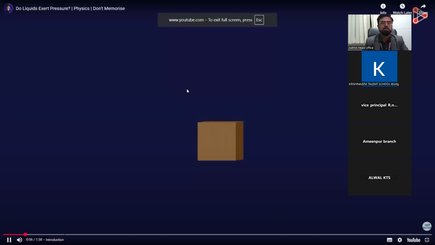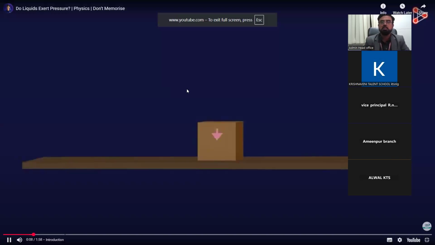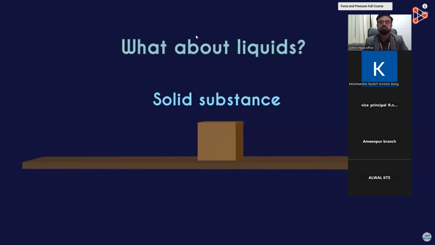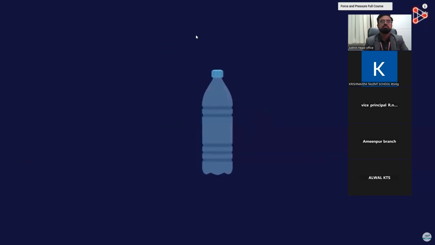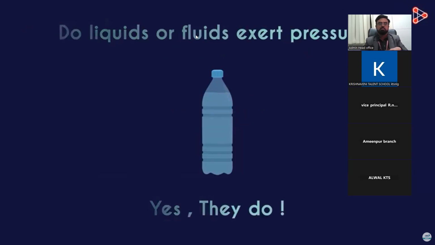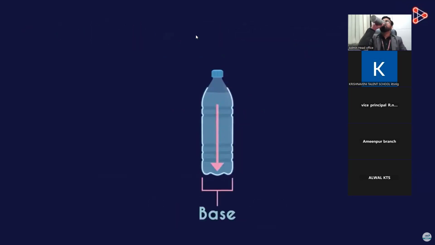A wooden block kept on a table exerts a force on it, and we know that the wooden block is a solid substance. What about liquids? We know that liquids are kept in containers. Do liquids or fluids exert pressure? Yes, they do. They exert pressure on the base and the walls of the container in which they are enclosed. The pressure on the base will be downwards, and on the walls, the pressure will be sidewards.